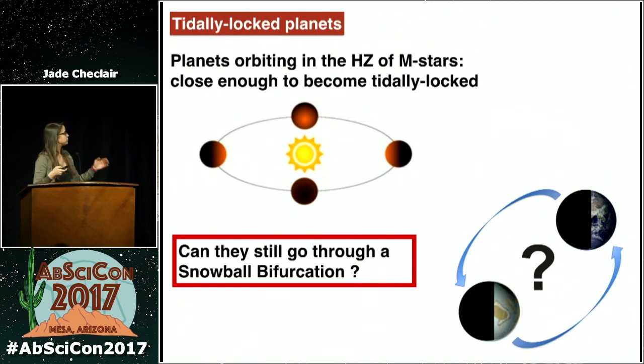This means that one side of the planet will always be facing the star, and the other side will always be facing away. Because those planets orbit their stars in such a different manner than rapidly rotating planets like the Earth, we want to know whether they could still go through a snowball bifurcation, like we know the Earth can.